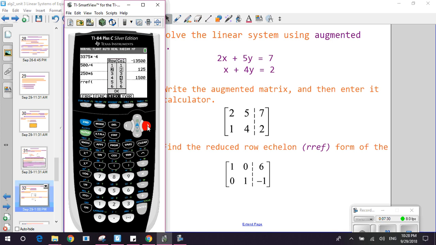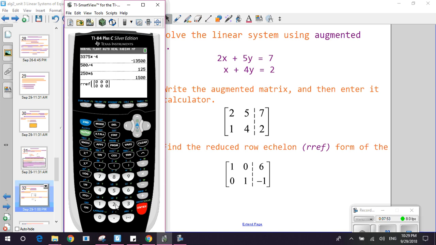Then hit the right arrow to get in to see the column numbers, and there are 3 columns. So put the box on 3, hit enter. Now go all the way down to highlight OK again and hit enter. So now all we need to do is type each number, hitting the right arrow after each one.